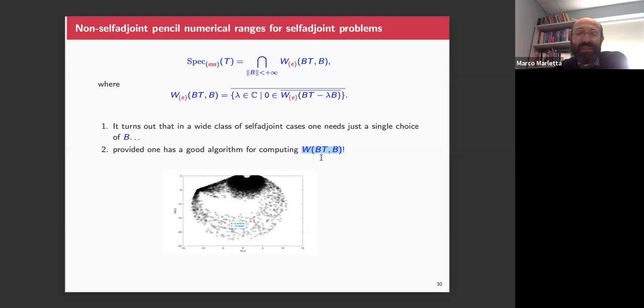So if someone can come up with good ways of calculating these generally quite non-convex sets, then we'll have a brilliant way of avoiding spectral pollution and spectral invisibility.